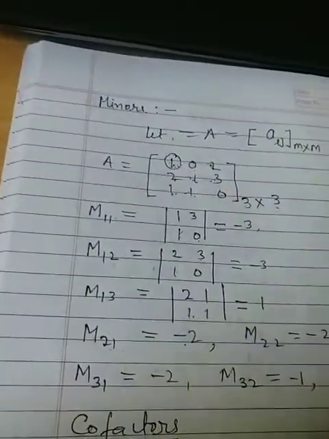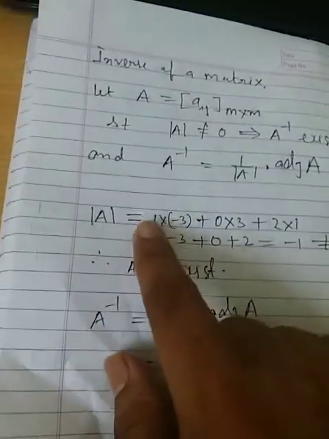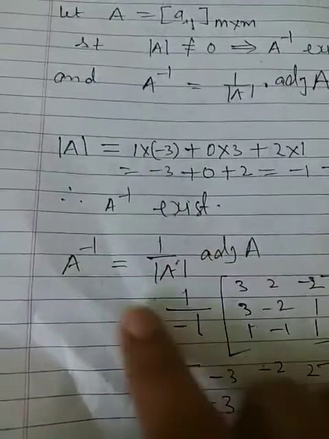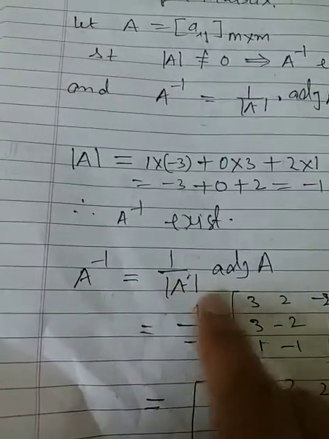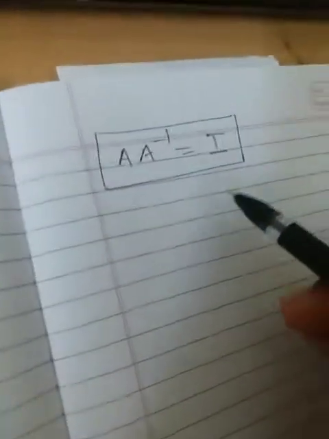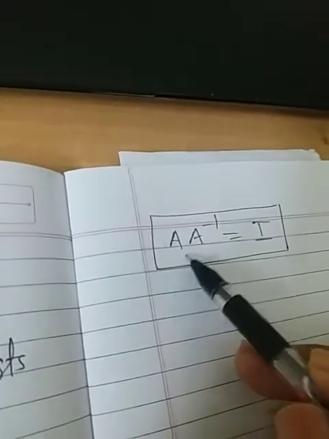So everything we have calculated, by considering the same example of this matrix, the adjoint we have already calculated. Let us calculate the determinant. You know how to find the determinant. The determinant is minus 1, which is not equal to 0. Therefore A inverse exists, and by putting the values in this formula you will get the inverse of this matrix. And to check whether your calculation is correct or not, you find A into A inverse equals I; if it is the identity matrix, then your calculations are correct.